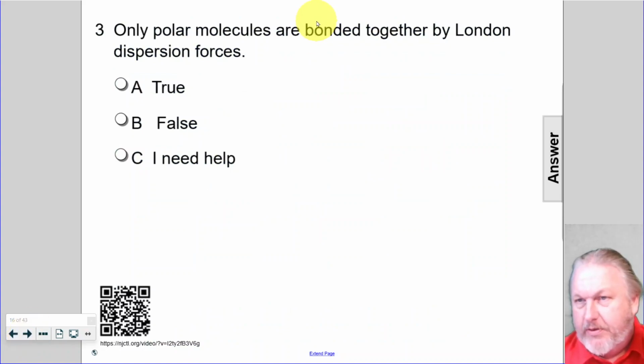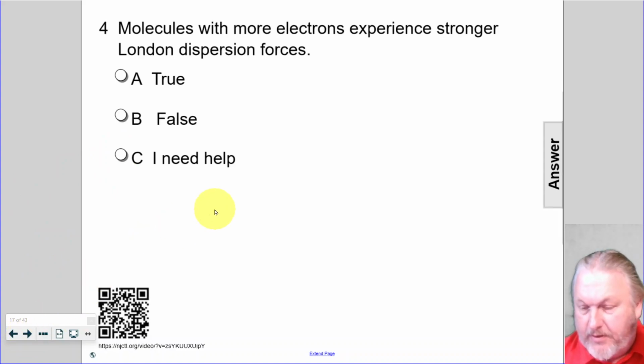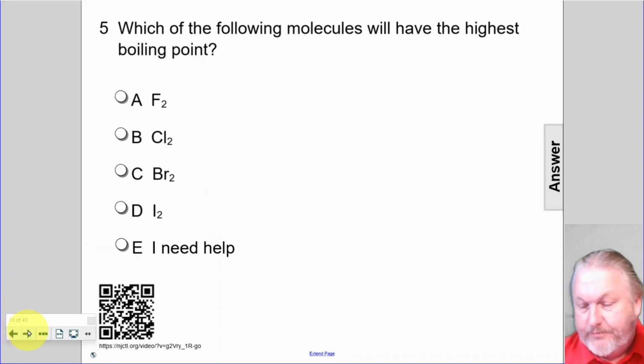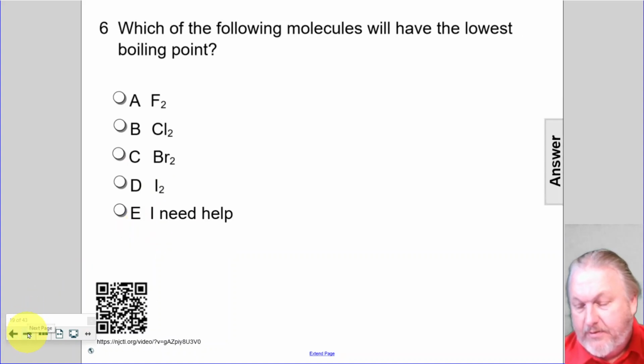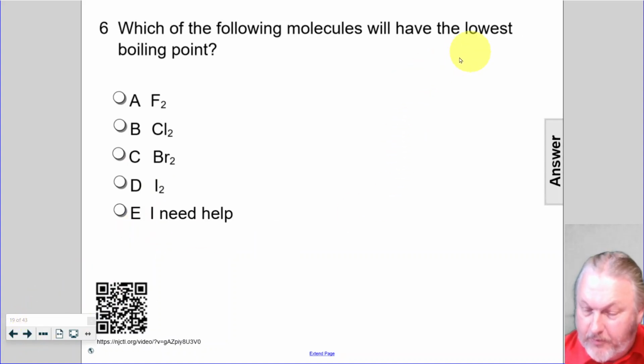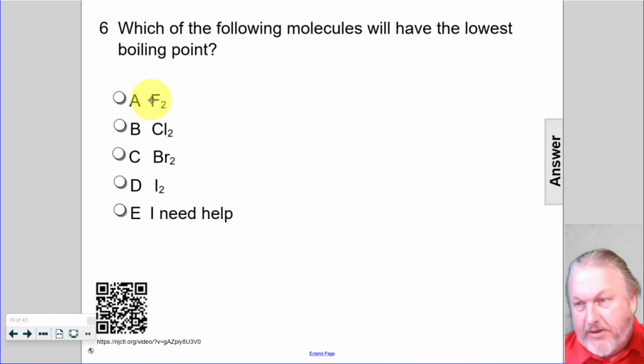So of course we know now that all molecules have LDFs, so that would be false. Just go through these relatively quickly. Molecules with more electrons experience stronger LDFs. That is true. Which would have the highest boiling point? This would be the largest halogen, and of course that would be iodine. Which would have the lowest boiling point? That would be the smallest halogen, and that would be fluorine.